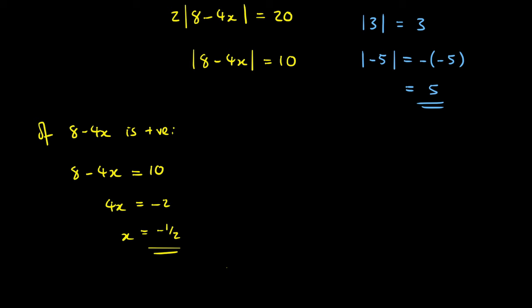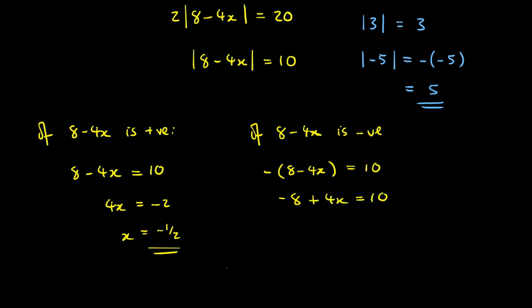But we've also got another circumstance, which is if 8 minus 4x is negative. And if it's negative, it's going to become a positive by multiplying through by negative 1, right? So if this whole value, 8 minus 4x, is negative, if we multiply it by negative 1, it's going to become a positive number. So we're going to get this thing here. And we can rewrite that as minus 8 plus 4x is equal to 10. So 4x is equal to 18, which means that x is equal to 18 divided by 4, or 9 upon 2.